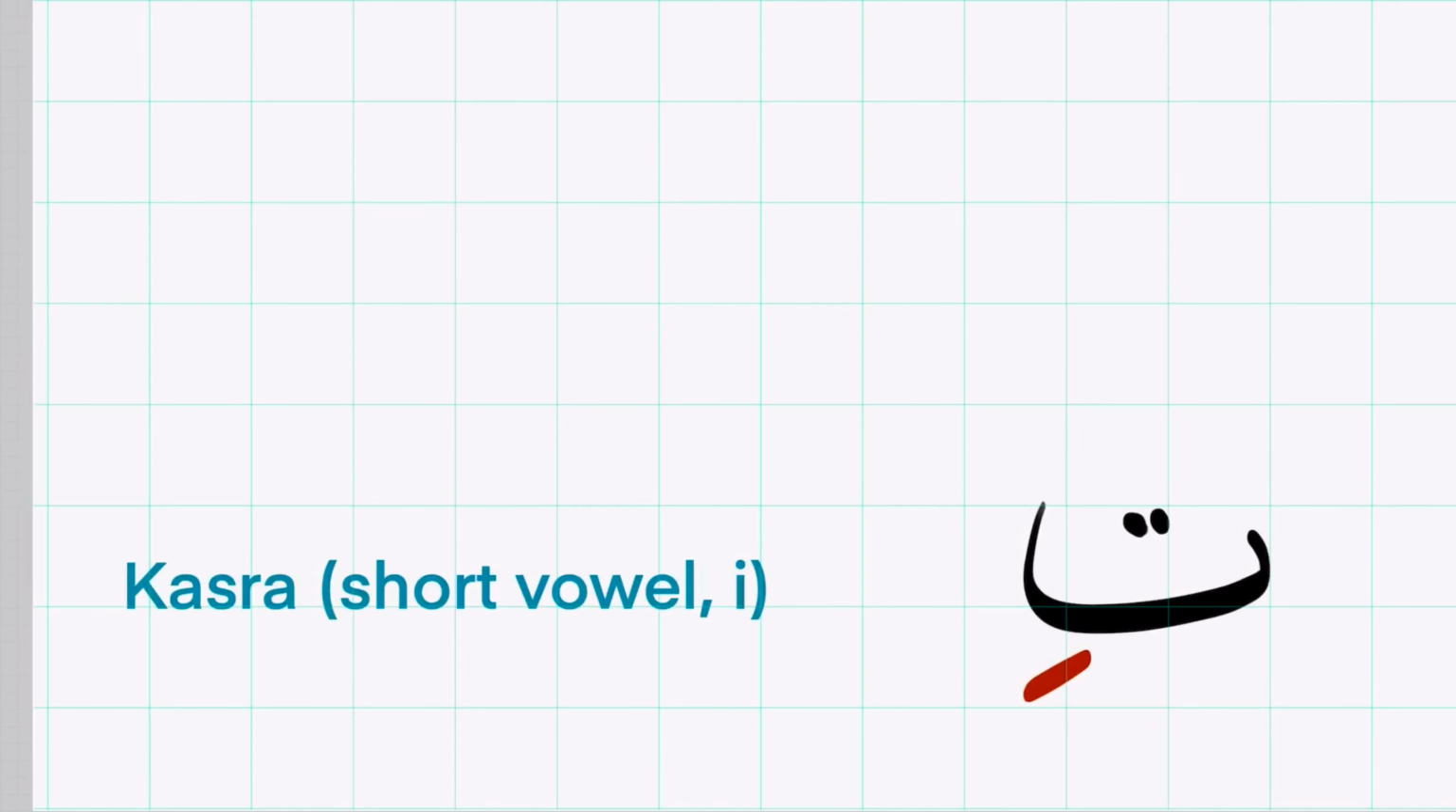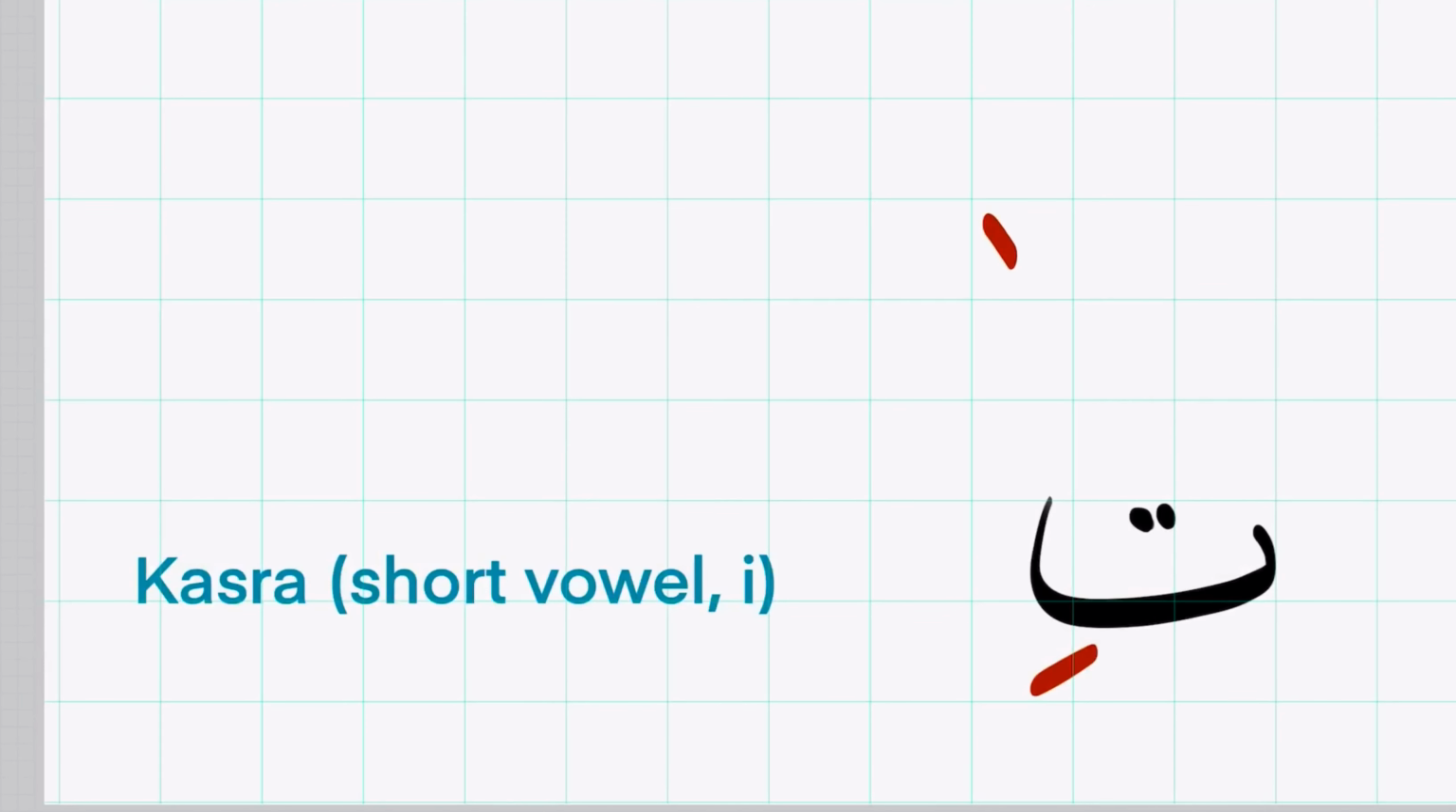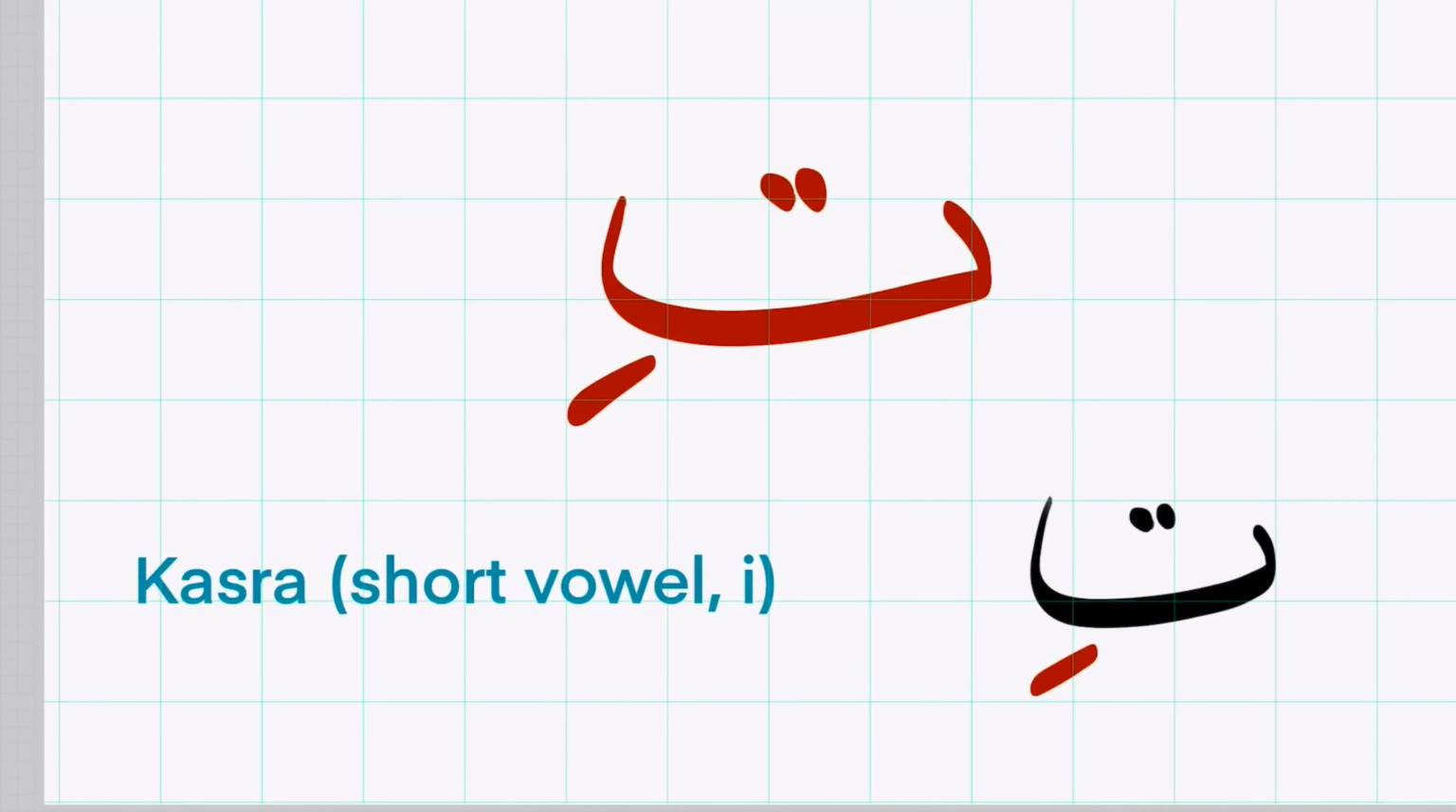How would it be written? Practice after me. Ti. This is the ta letter with a kasra underneath. Let's redo. Ta. Kasra. Pronunciation ti. How would it look when it's at the beginning of a word?